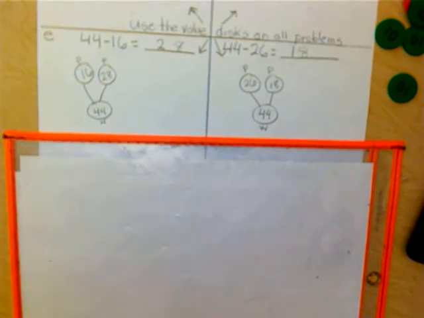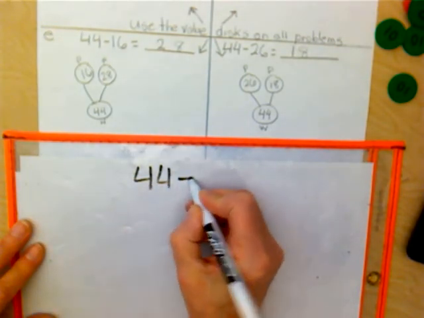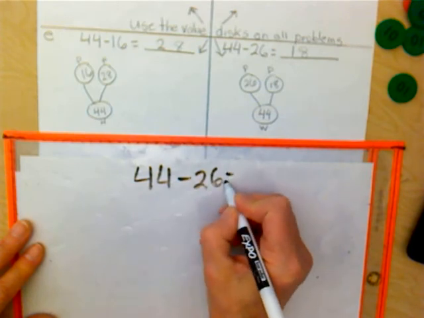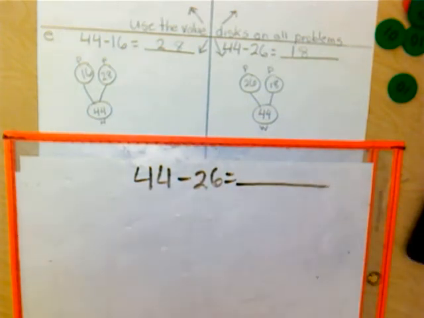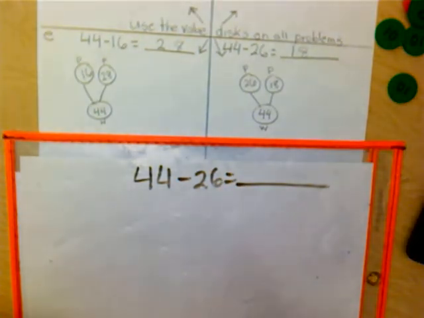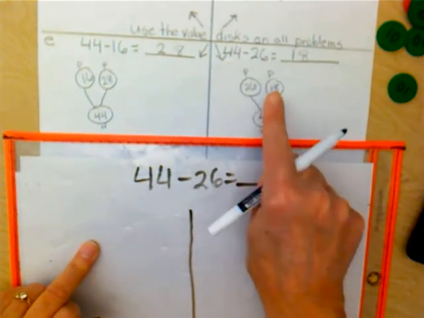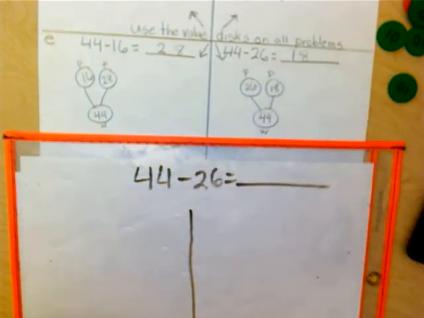Let's do the very last one here. We're going to do 44 take away 26 equals, okay, you can already see that I have that worked out, but I want you to watch the process just in case you're having trouble. So I'm going to only represent the whole, which is my first number. I'm representing the whole, which in this case is 44 again.